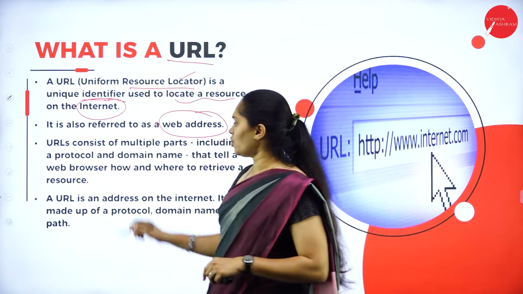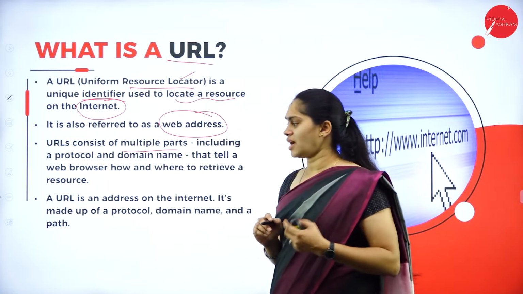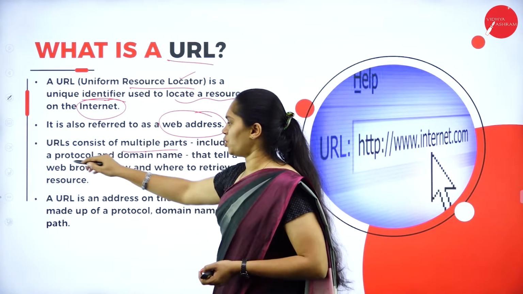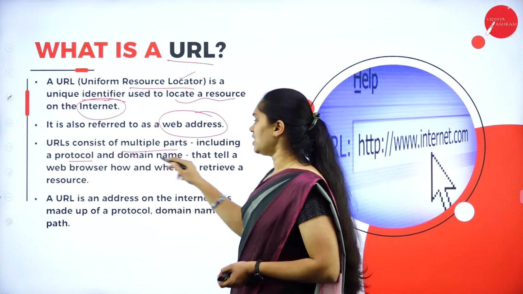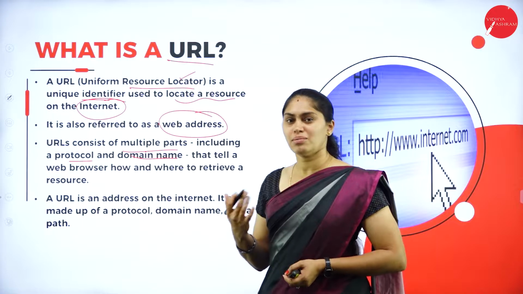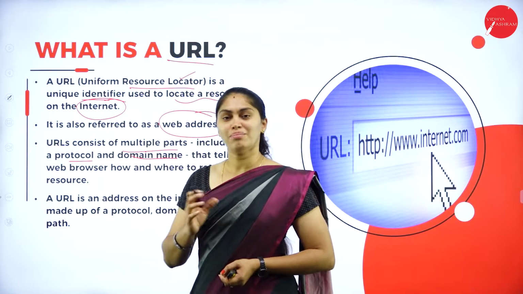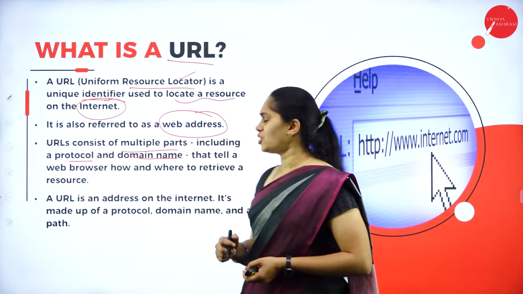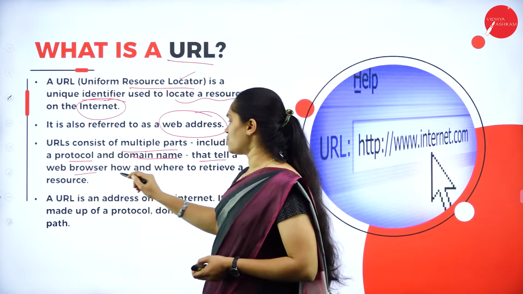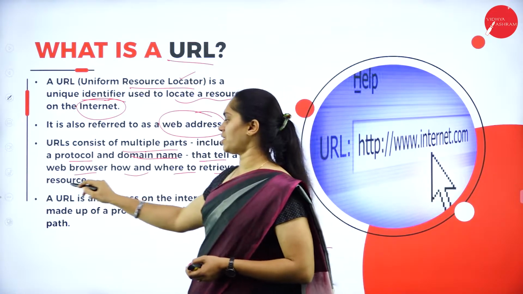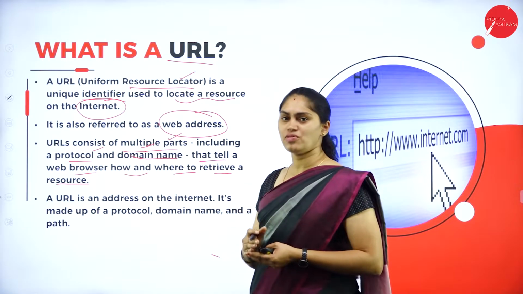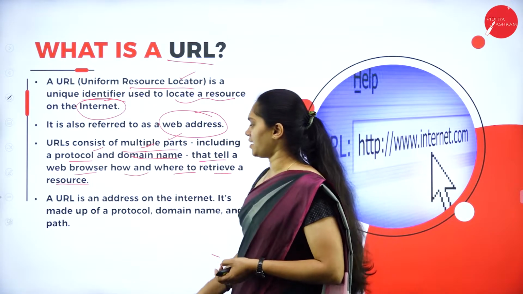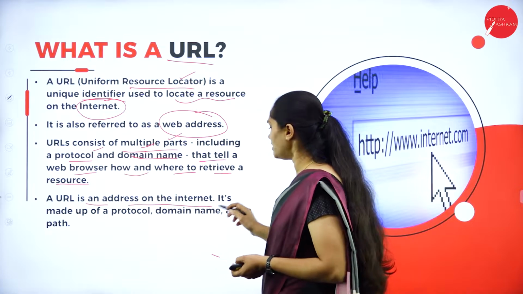Then a URL consists of multiple parts, which include a protocol, whether it is HTTP or HTTPS, then it specifies the domain name, like www.google.com, bing.com. All those are domain names that tell the web browser how and where to retrieve a resource. If I know the protocol and its domain name, with the help of that we can fetch the content. So here it is an address on the internet.